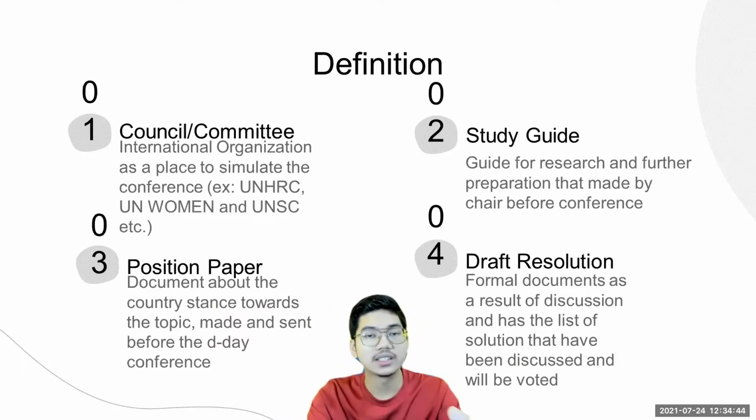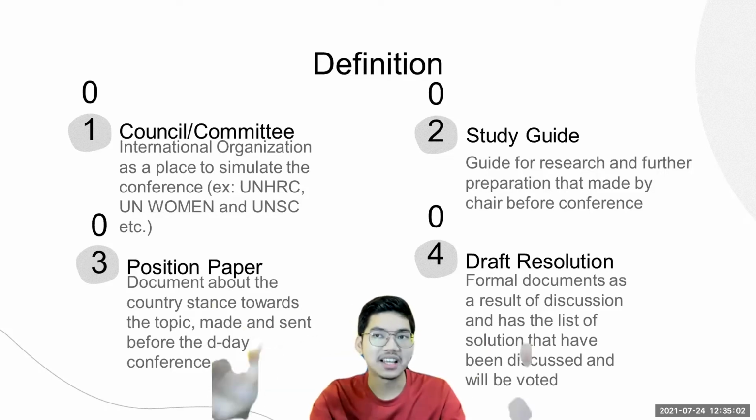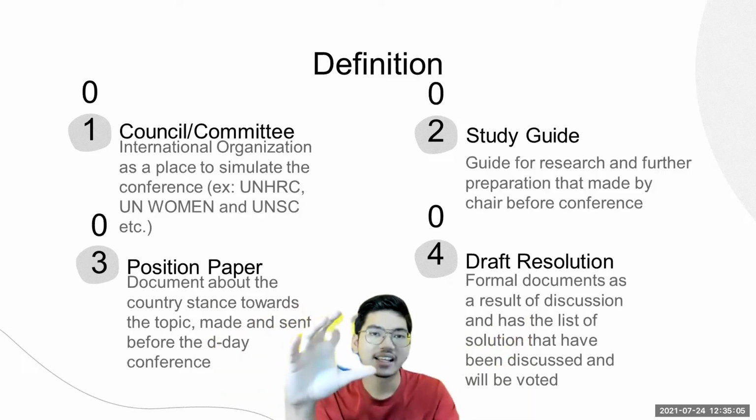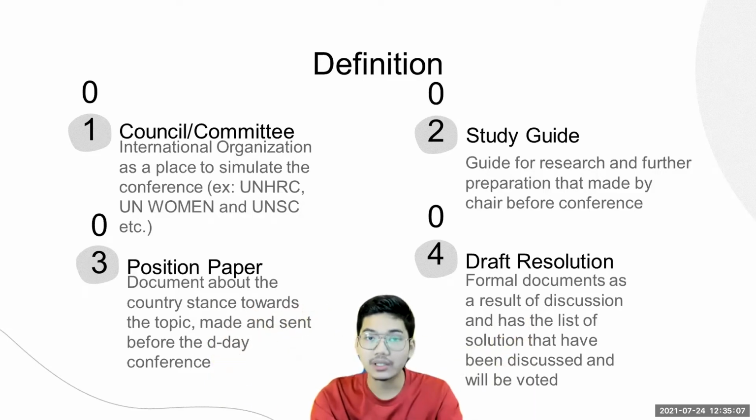Once you have researched and also read the study guide, it's going to be easier for you to make your points. It's easier for you to make a summary out of your country's point of view on a certain topic. Okay, so I know it's a lot, but just understand easily that a study guide is basically a guidebook made by the chair that contains all information related to your council. Okay, I hope it's understandable.